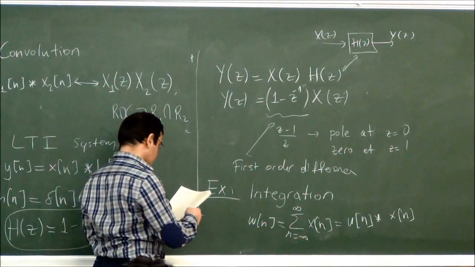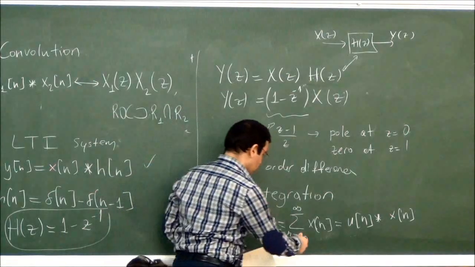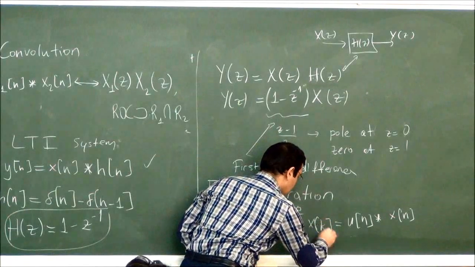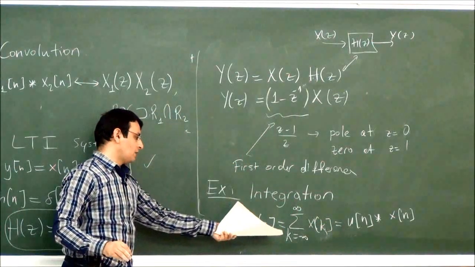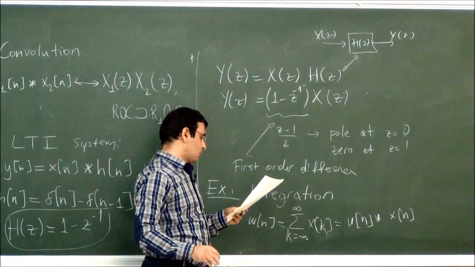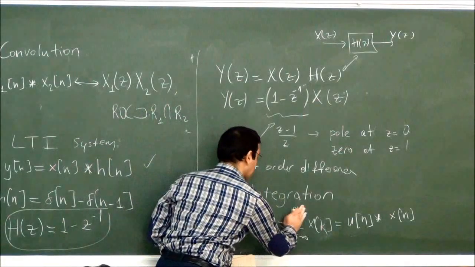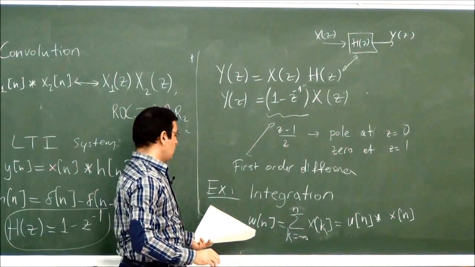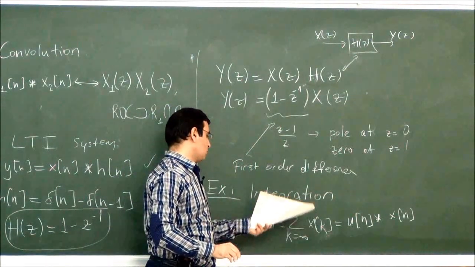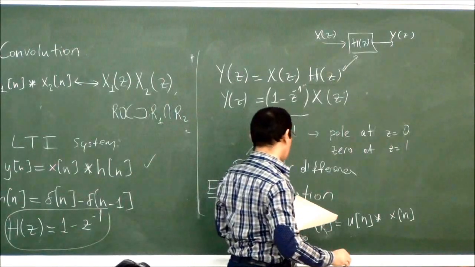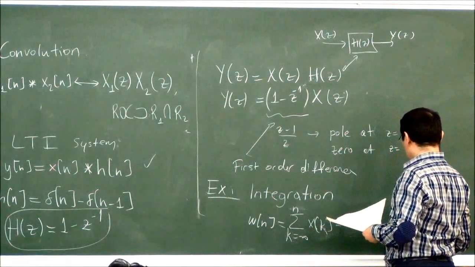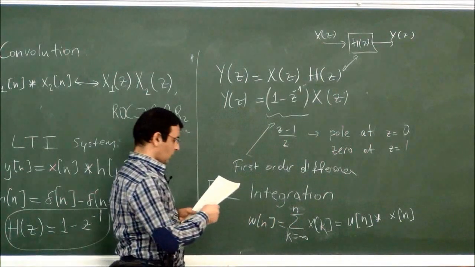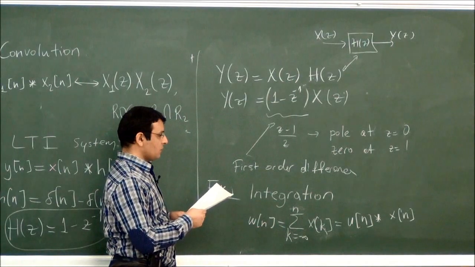Sorry, you are right, you are right. I'm sorry for this. So we changed the index. So n is in here. So k starts from minus infinity to n, because you are integrating at point n. Okay. So all the previous values, and it will reach through to point n. So this is u[n] convolved with x[n].